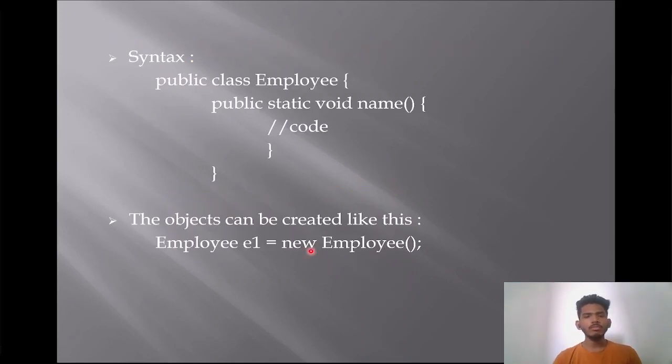For example, the syntax for this is public class, where class is the keyword, then Employee, which is the class name. Then we can create different functions in it, which can be public, private or protected, as we saw in the previous class. Then we create an object just like this. We give the class name, Employee, and create an object for that instance, that is e1 equal to new Employee. It is a constructor for that class, so it will call this function.